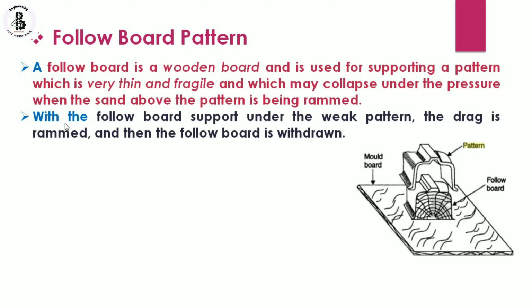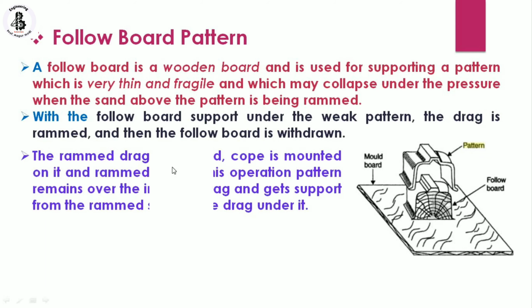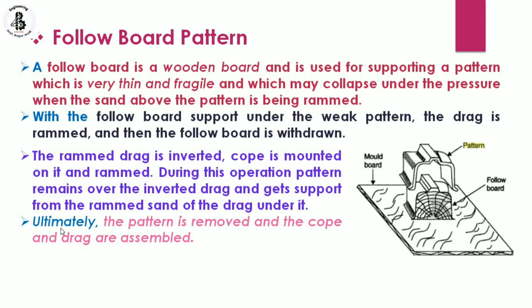With the follow board supporting the weak pattern, the drag is rammed and then the follow board is withdrawn. The rammed drag is inverted, the cope is mounted on it and rammed. During these operations, the pattern remains over the inverted drag and gets supported from the rammed sand of the drag under it, so it easily makes a mold cavity. Ultimately the pattern is removed and the cope and drag are assembled.